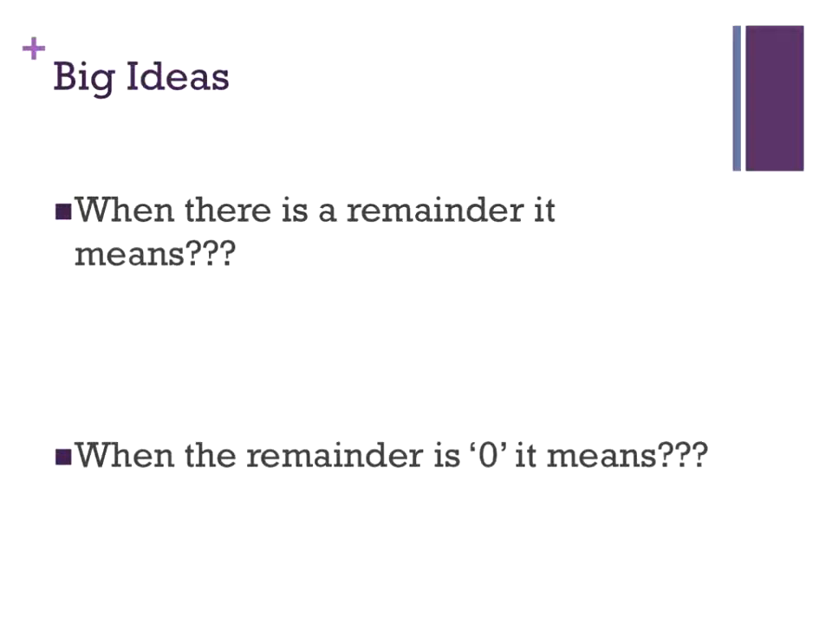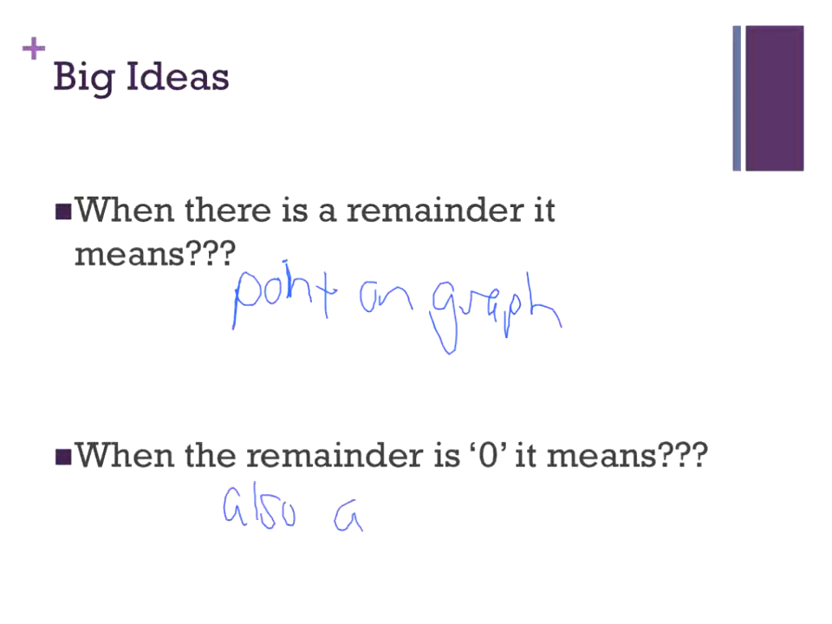Okay, so let's check our summaries. Let's see if we did this correctly. When I have a remainder, you should have written, and thank you, McKenna, great answers in the comment area there, that it means it is a point on the graph. When the remainder is zero, it means that it's a point on the graph, but it's also a solution. Any questions about the difference between those two things? Is everybody okay with that? We'll practice synthetic division in just a second.